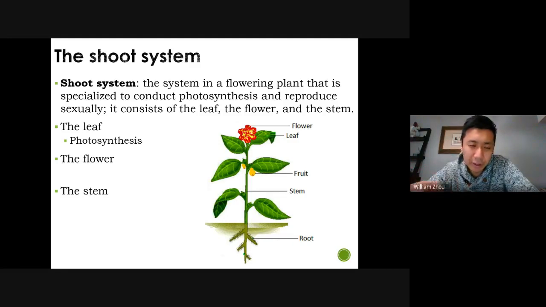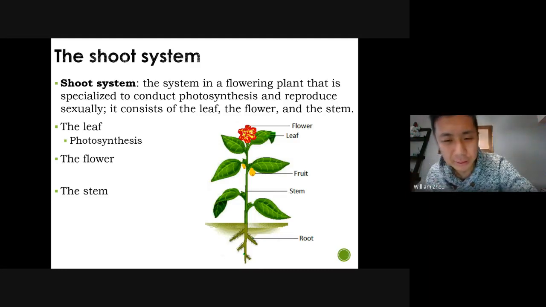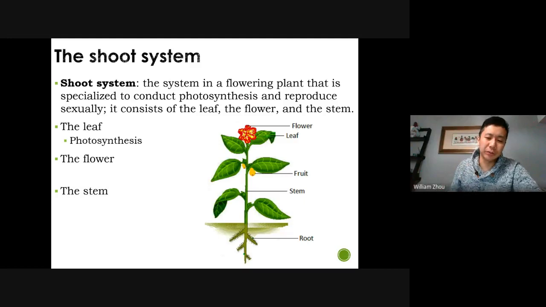The leaf is responsible for photosynthesis. Leaves are green, okay? Because there is something inside of a cell, the chloroplast, that is responsible for photosynthesis, and chloroplasts are green, which makes leaves green. Okay, they have to be green, otherwise they don't have chloroplasts, they're not doing photosynthesis.